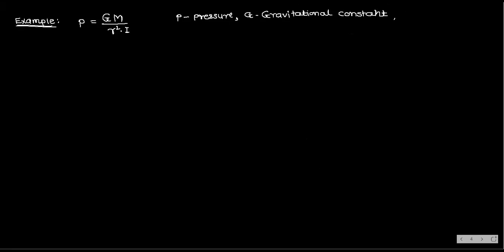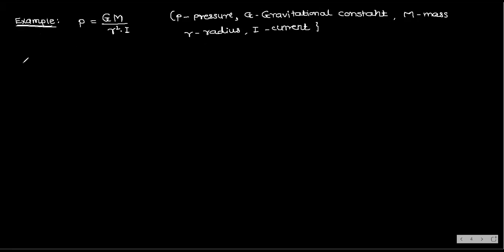Okay, P finished, G finished. M is mass. Next, R is radius. And I is current. This is what is given, and you want to find whether it is correct dimensionally or not.